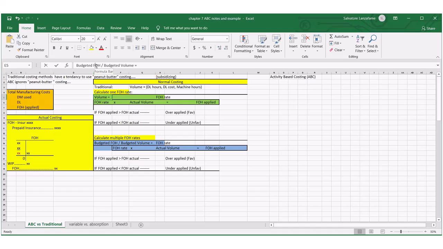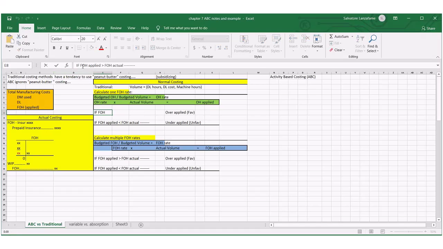Okay, so let's just fix some of these things. Instead of factory, let's just call it OH, just overhead, so the focus isn't just on a manufacturing setting. Let me just clean that up a tad here. So we get our overhead applied.